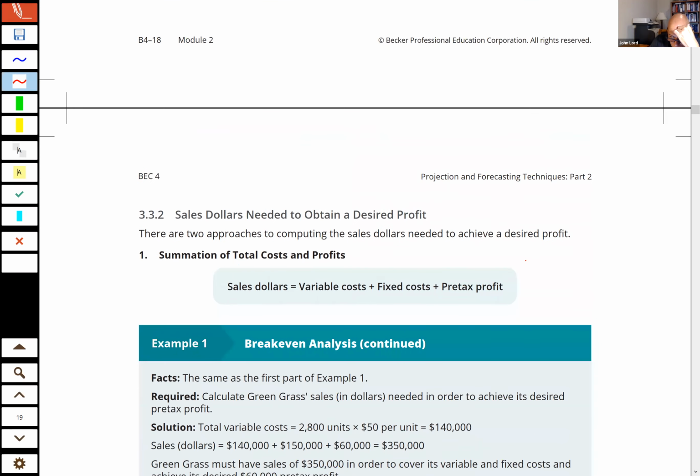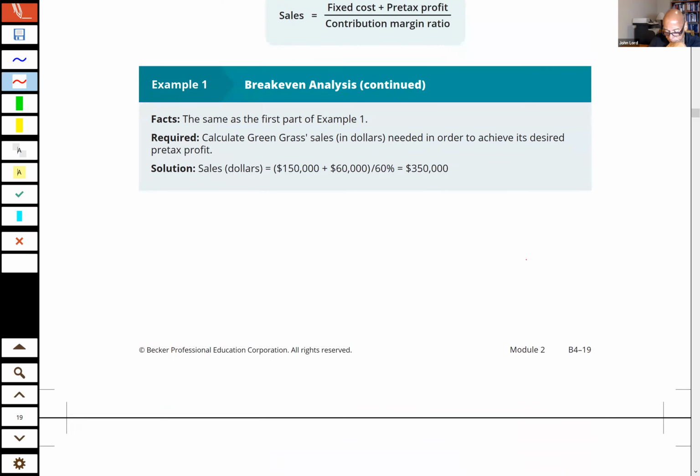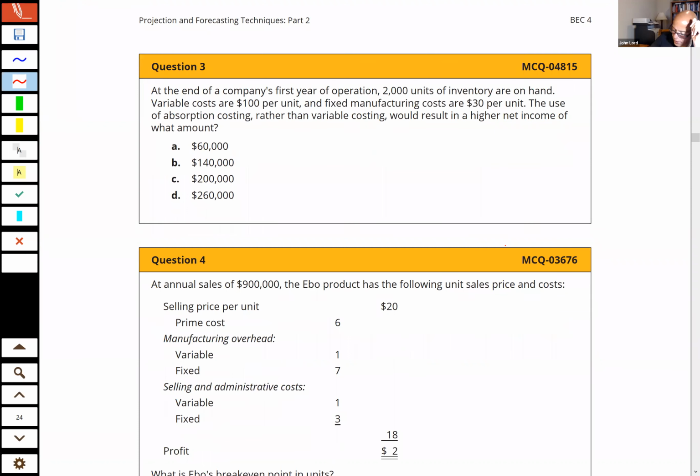We're going to come back to all this, but what I want to do is go to the class question for variable versus absorption costing. Once you focus on the notion that all you have to do is understand the difference between the two is how I treat the fixed manufacturing overhead, you'll be able to answer a question like question 3 here pretty easily. Okay, so let's go ahead and I'm just going to let you do that. I'll give you a couple of minutes on that.